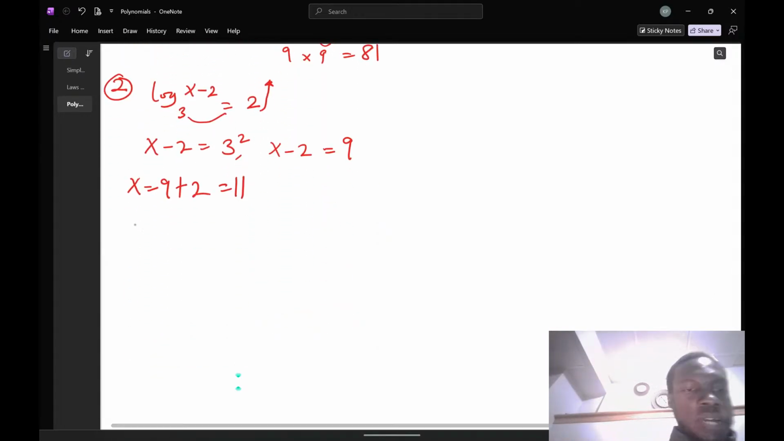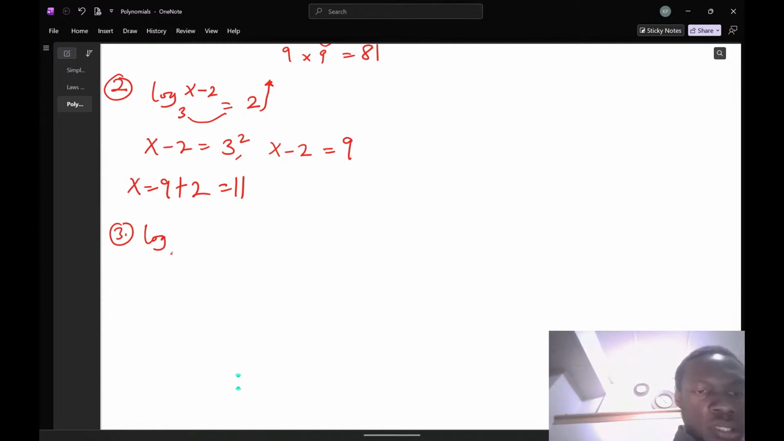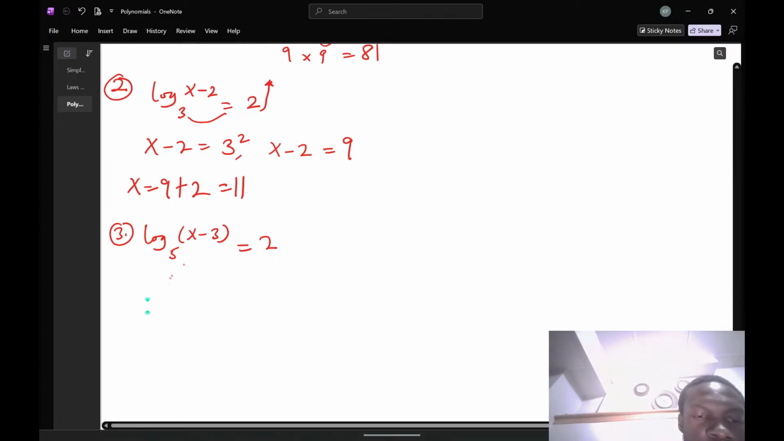So let's say we have number 3 to be log base 5 of x minus 3 is equals to 2. Okay, we have log of x minus 3 base 5 equals 2. It's still the same way. Sorry, we have taken out the log already. So that will be x minus 3 is equals to 5 raised to power 2.